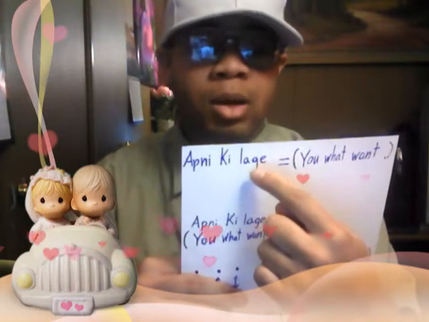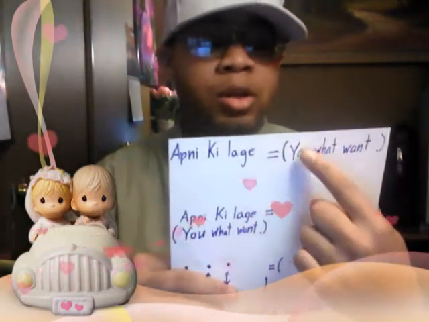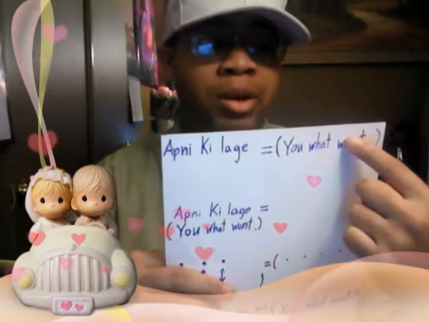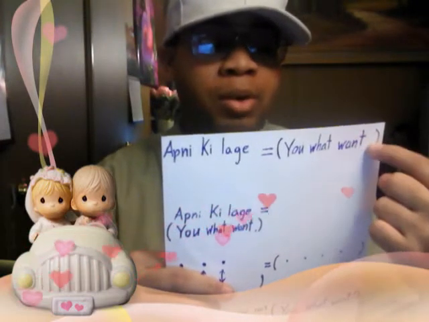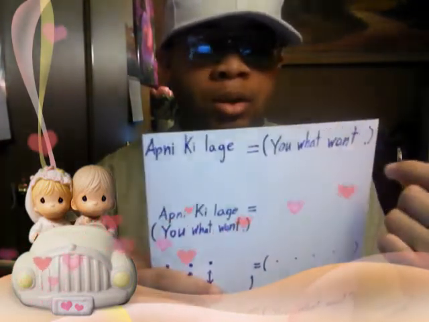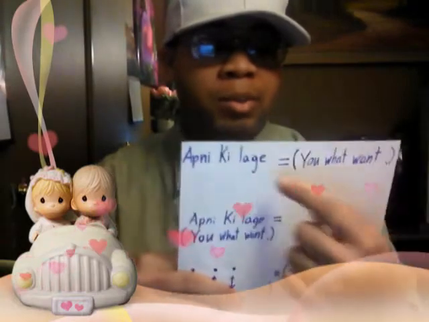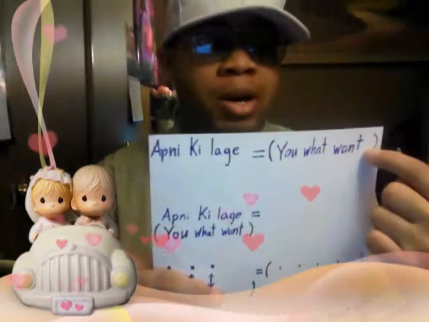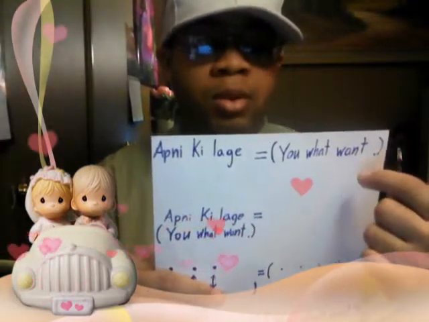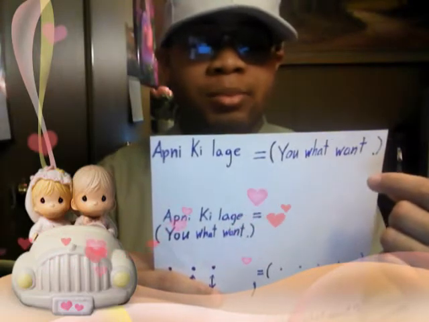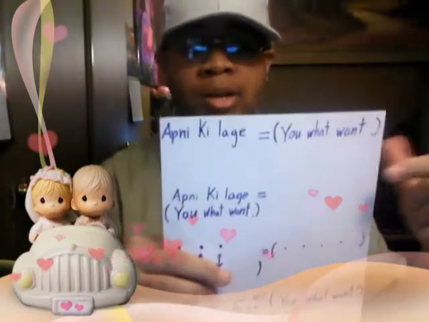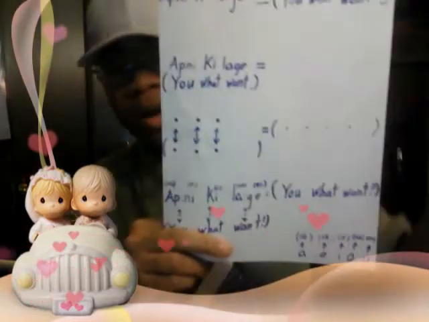So this means "apni ki laje". What this means in English is "you what want". You can put a question mark at the end, and that's where that goes. You can put a question mark there and a question mark there also. So let's say another example. Now you see the dots?